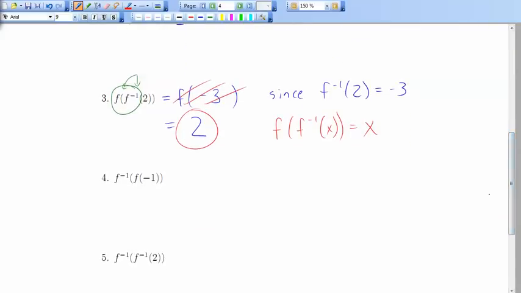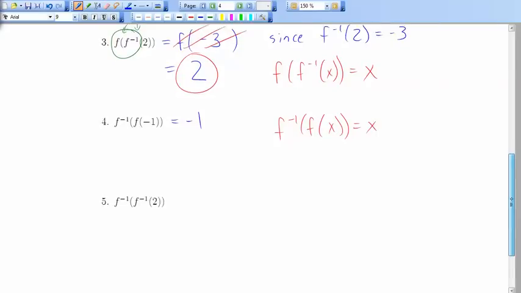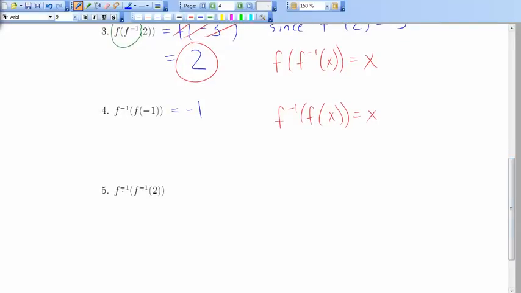So if I look at the next one, we've got f inverse of f of negative 1. Well, that's also a property of inverse functions. So I don't even have to look above. I know the answer is going to be negative 1. Okay? But for number 5 here, we don't get that nice property. Notice it's not f and its inverse, it's two inverses. So we have to do this step by step.